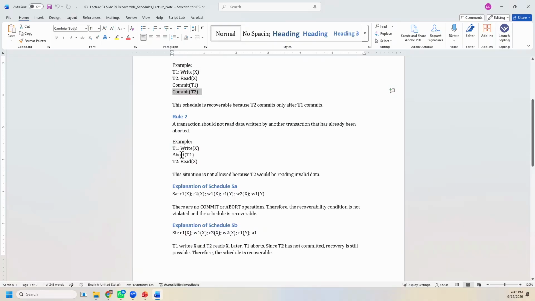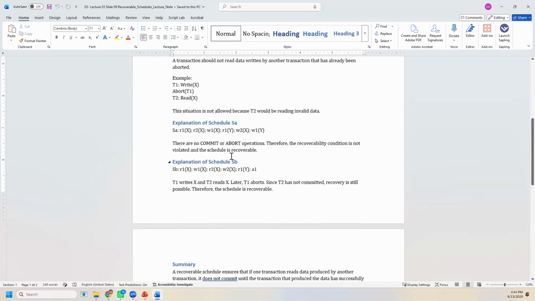Here T1 write, then T1 abort, then T2 read. So this is the correct thing, right? This situation is not allowed because T2 would read the item. Actually, this is wrong. No, this one is wrong. This situation is not allowed because T2 would be reading invalid data.